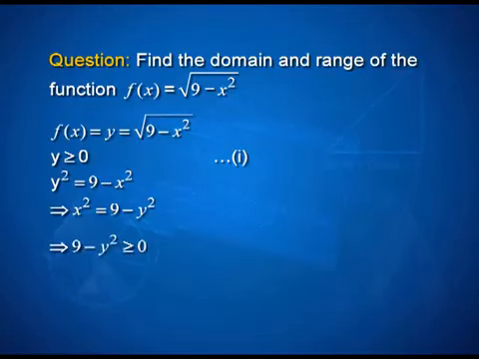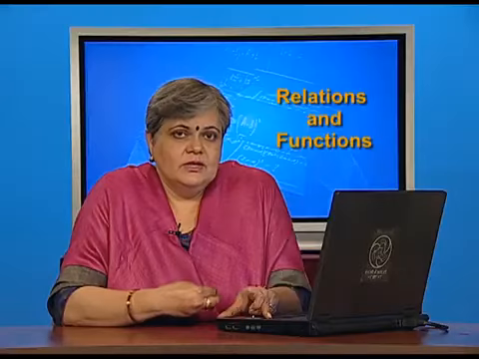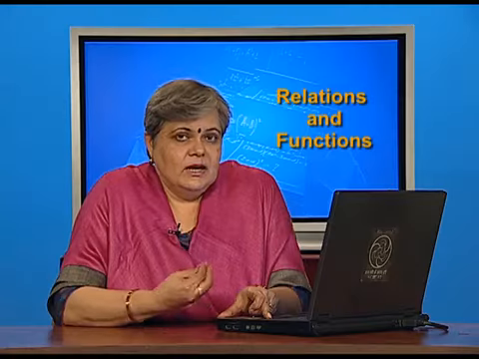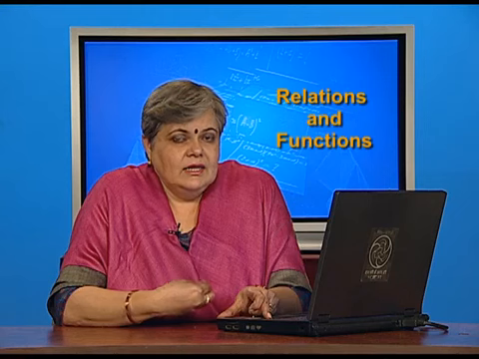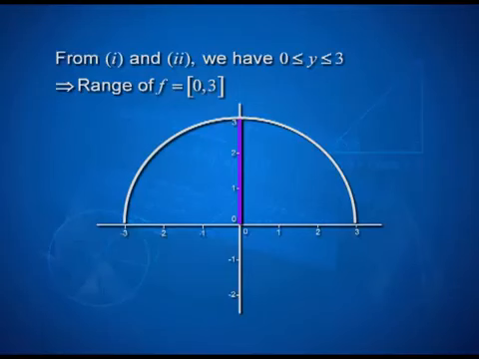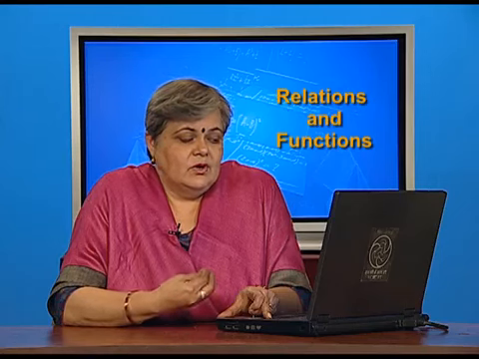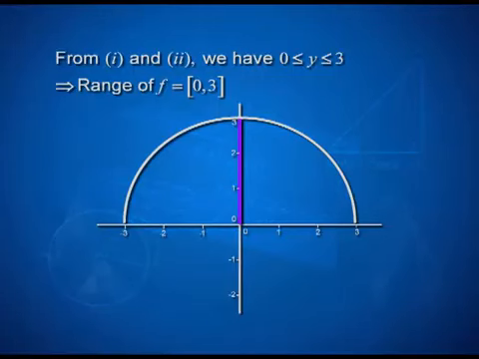What does this tell me? 9 minus y squared must be greater than or equal to 0, because x square is such, and therefore y lies between minus 3 and 3. And therefore, if I put the first condition and the second condition in mind, the intersection of the solution on y turns out to be y lying between 0 and 3, 0 and 3 included. And therefore, we say that the range of f is the closed interval 0, 3.